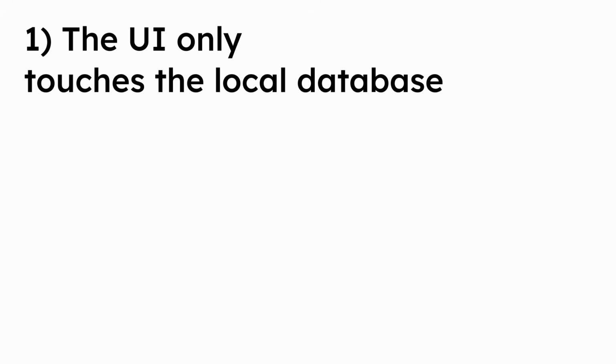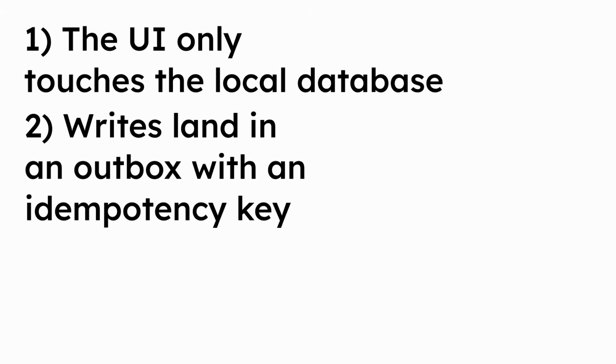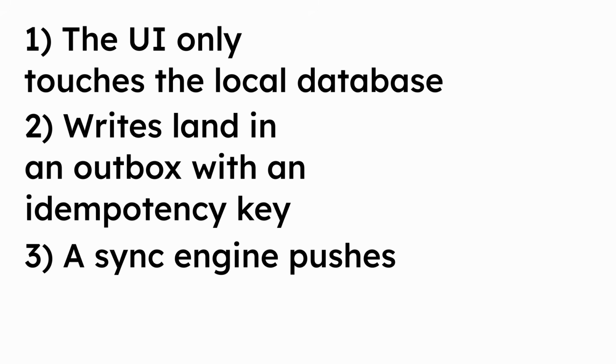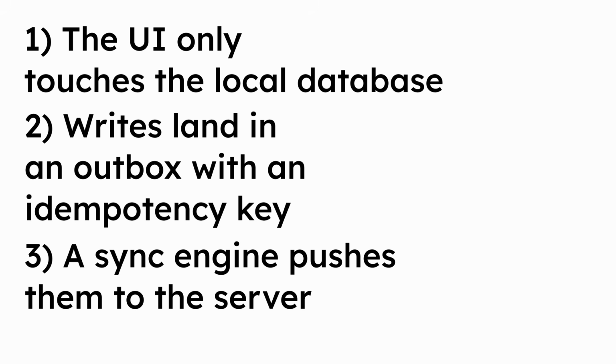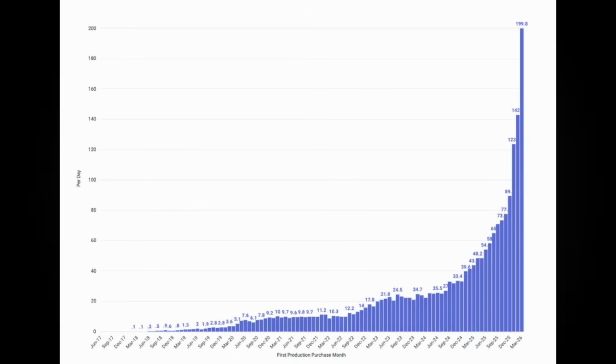Let's pull it all together. The UI only touches the local database. Writes land in an outbox with an idempotency key. A sync engine pushes them with retries, pulls new changes with a watermark, and resolves conflicts with last write wins. That's how an app survives the subway and scales to tens of thousands of users.